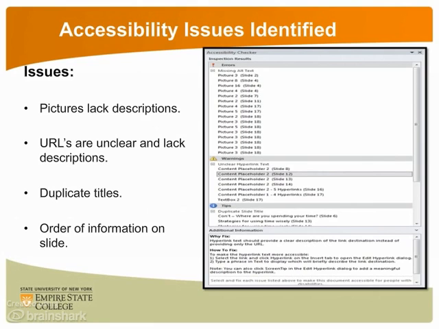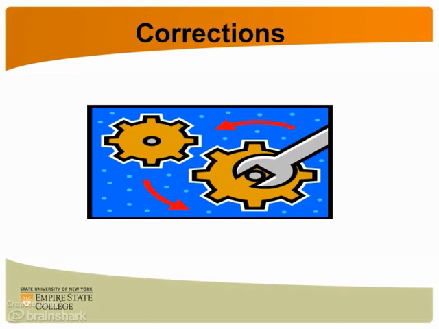However, don't worry about that. I'm going to read them off. The first issue was a lack of descriptions for the pictures. Unclear and lack of information regarding all the links. Titles that were identical, and information on the slide appeared to be out of order, posing a problem to the screen reader. Let's look at how to correct some of those issues.